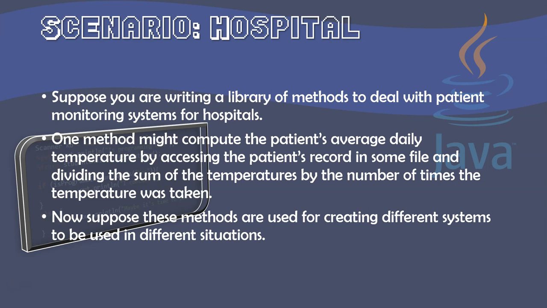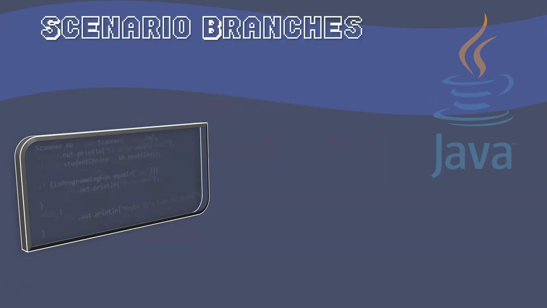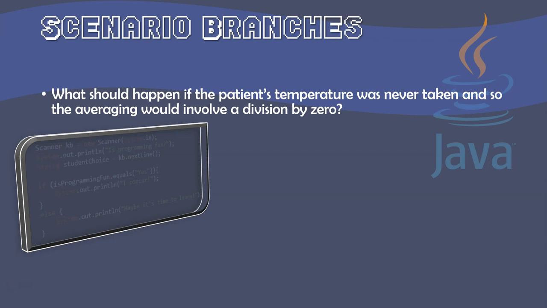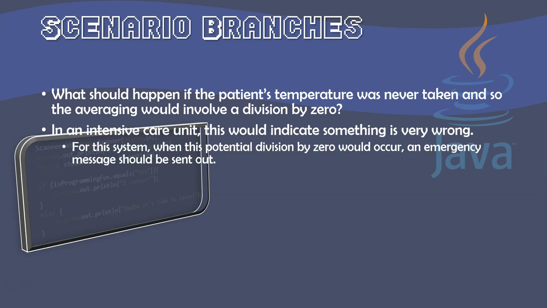Now suppose these methods are used for creating different systems to be used in different situations. This is going to cause our scenario to have a couple different branches. So what, for example, should happen if the patient's temperature was never taken? And so the averaging would involve technically a division by zero because you have 0 cases. In an intensive care unit, this would indicate something's obviously very wrong for the system. The potential division by zero would occur.